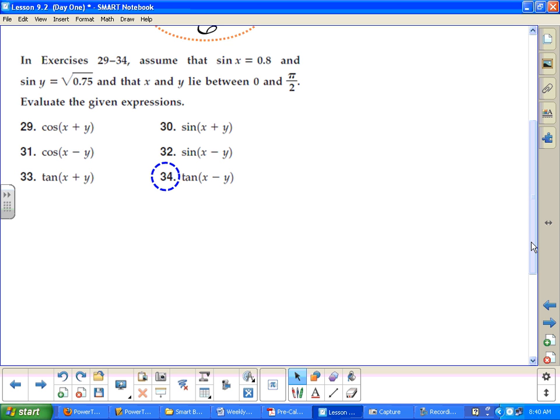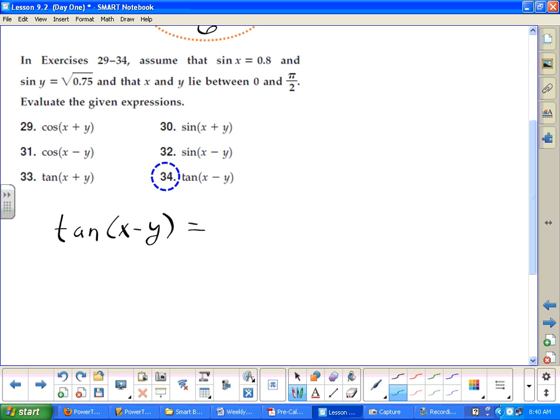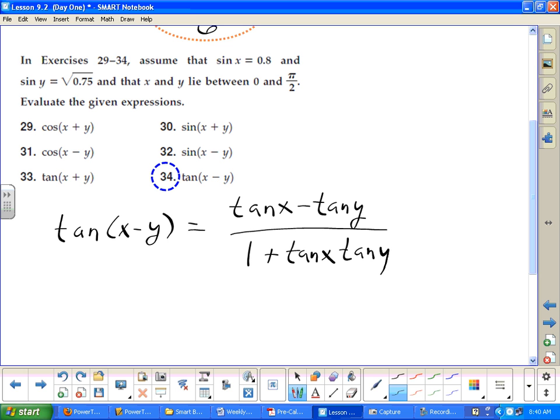So, tangent of x minus y is equal to the tangent of x minus tangent of y divided by 1 plus the tangent of x times the tangent of y. Okay. There's our difference identity for tangent. Well, what does tangent of x equal? And what does tangent of y equal? How do I find them?